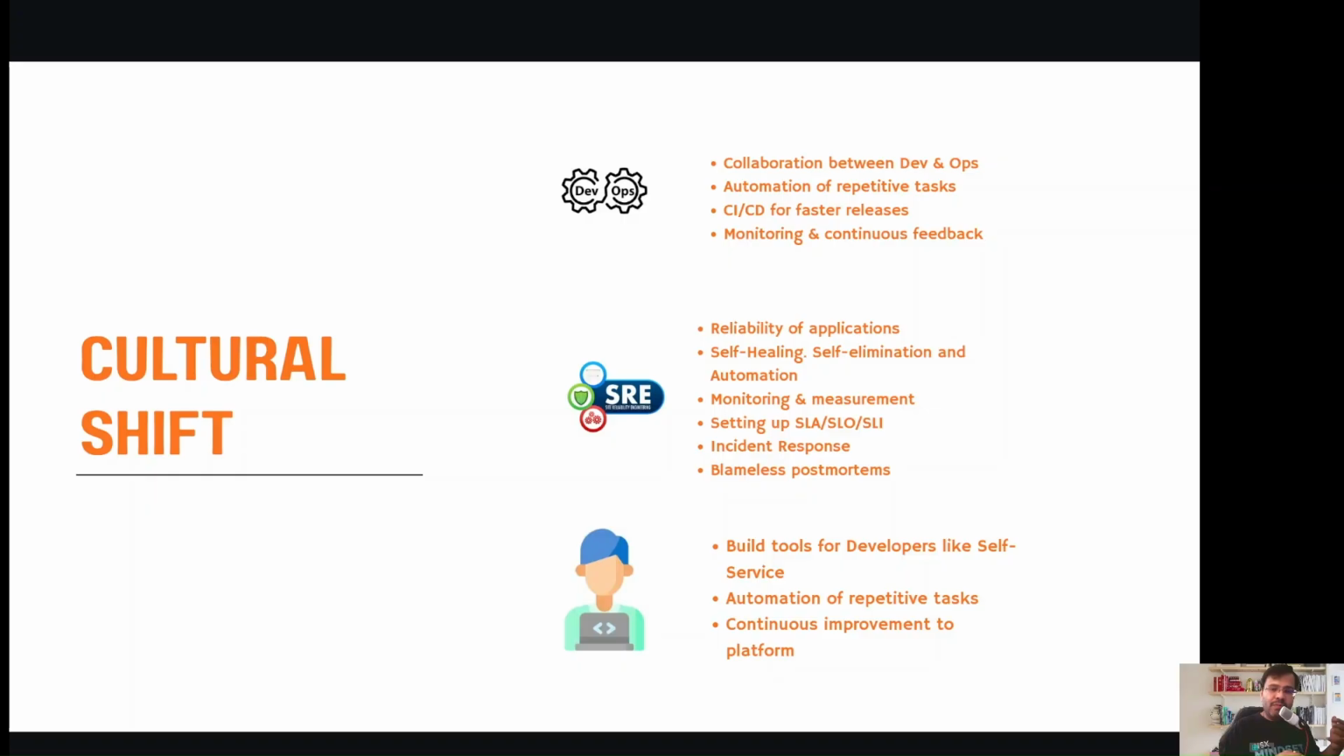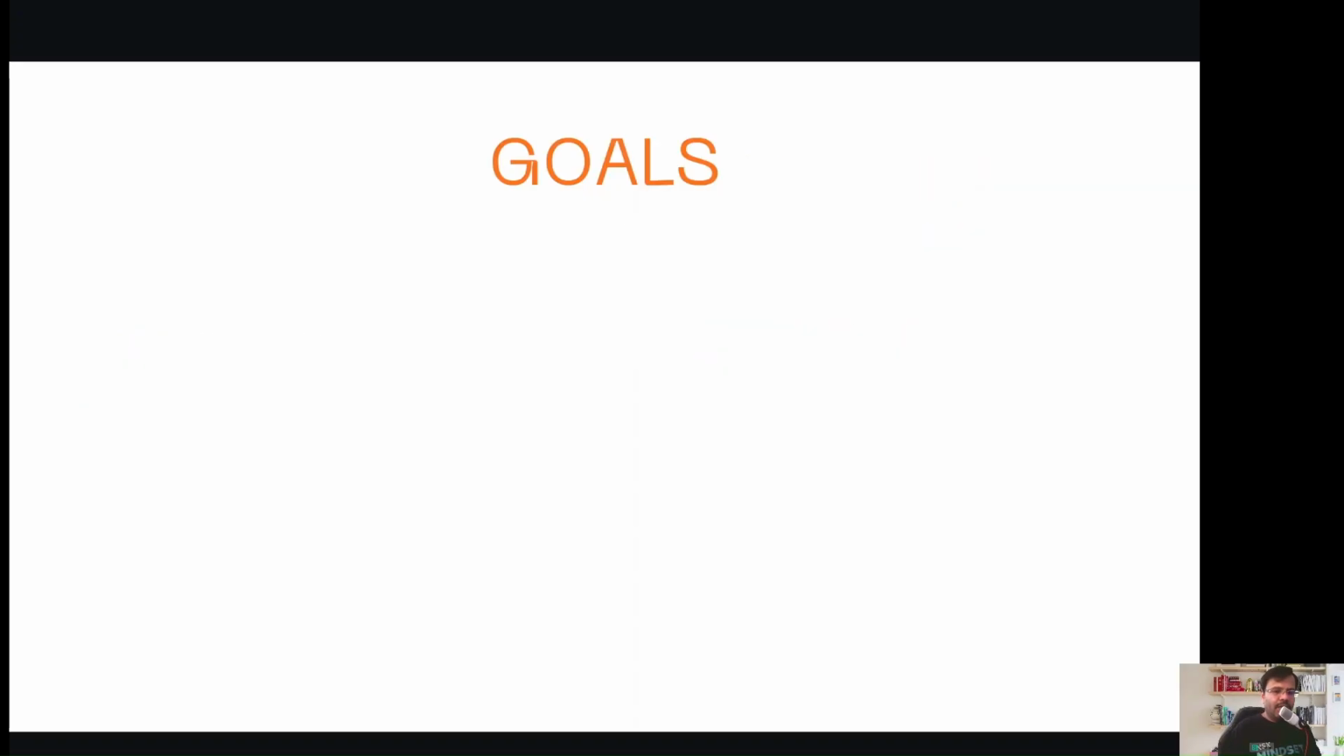Let's quickly move to the next agenda, which is goal. So let's talk about the goals from each role's perspective. What is the goal for the DevOps engineer? What is the goal of the SRE engineer? What is the goal of the platform engineer?